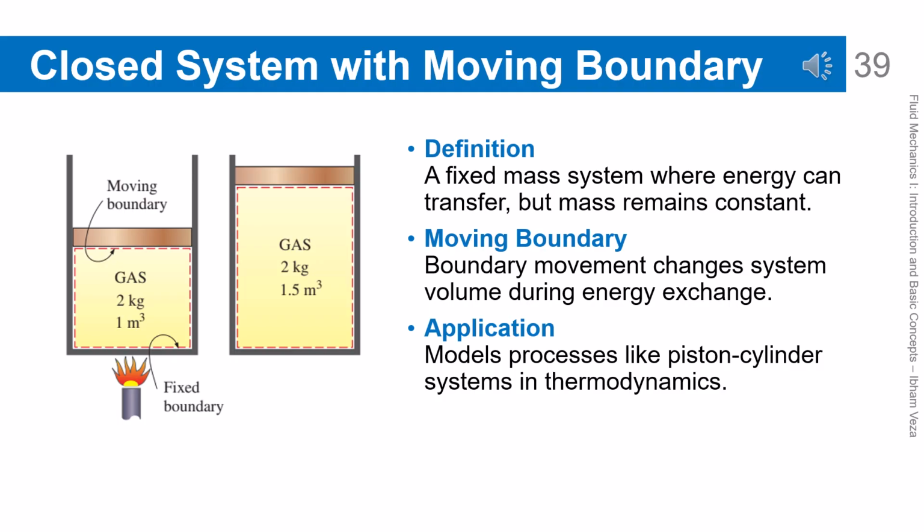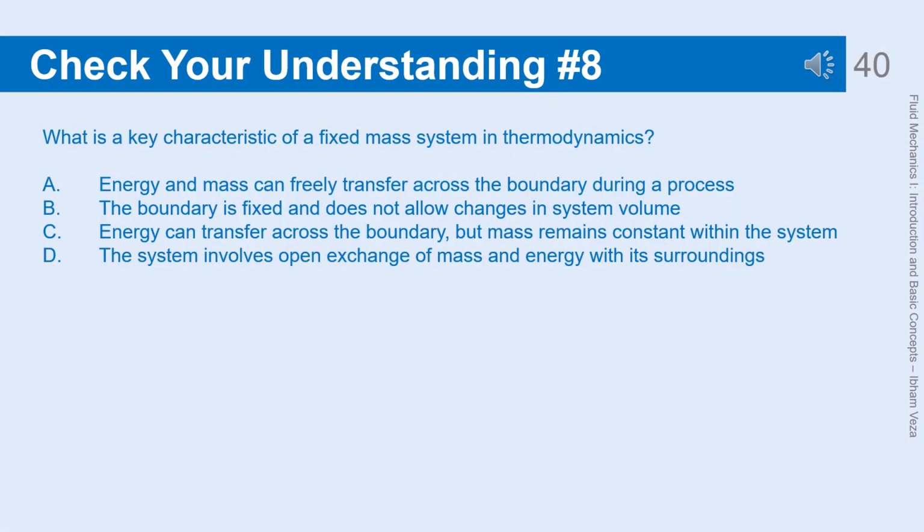This model is widely used in thermodynamics and fluid mechanics. This understanding is important for writing correct energy balances. Check your understanding number 8. This question emphasizes that the main characteristic of a fixed mass system is that its mass does not change, while energy can be transferred. This distinguishes it from a control volume.